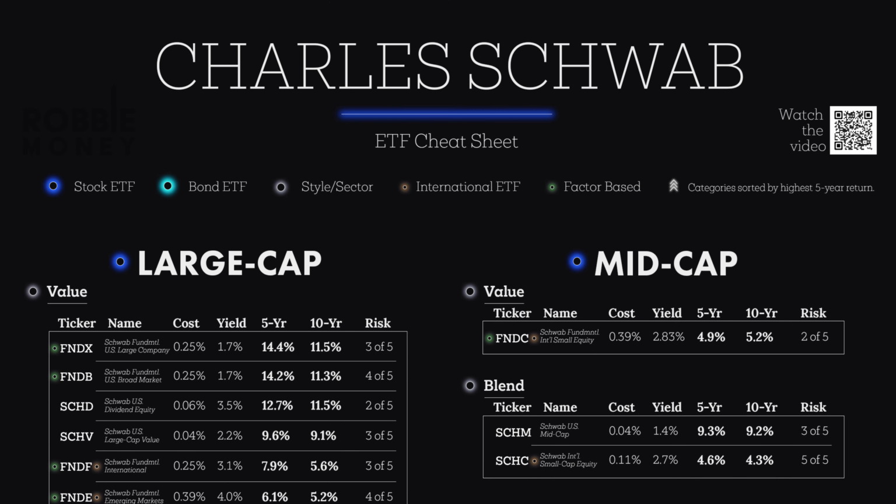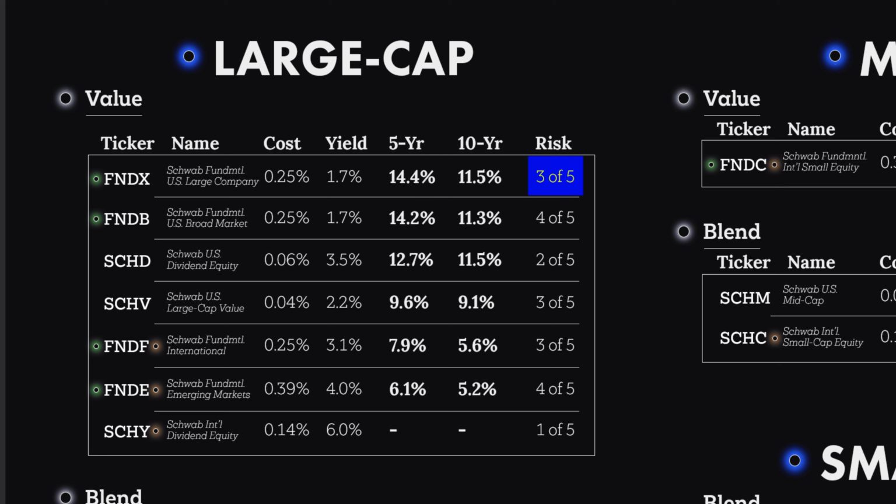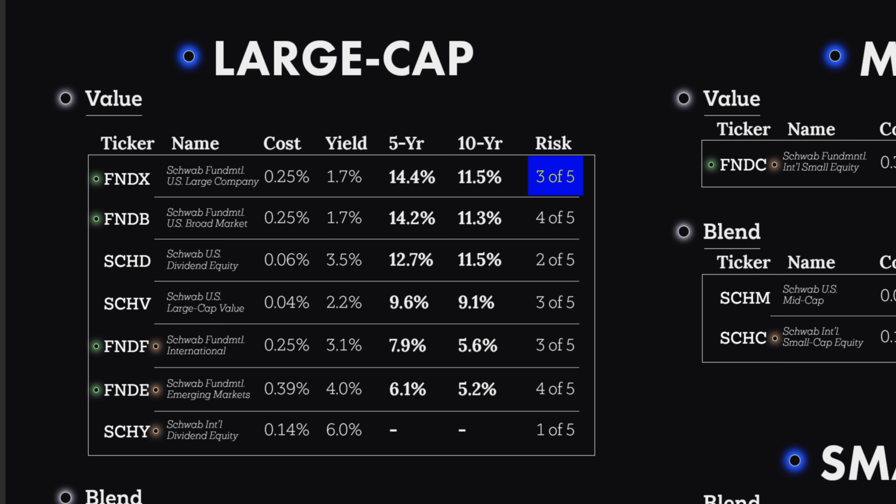So now we can see in one location the rankings based on 5-year returns. So these are all sorted by 5-year return. Highest 5-year returns are on top. FNDX, the Schwab Fundamental US Large Company ETF, that had the best 5-year return out of all the different value ETFs. It had a 14.4% 5-year annual rate of return. Now it did this with a risk based on Morningstar of 3 out of 5. So a bit lower risk than some of these other ETFs, but actually a higher return. That's exactly what you want to see a lot of the time. Risk-adjusted returns that outperform are usually pretty good.